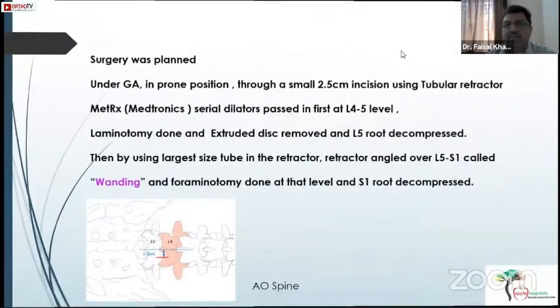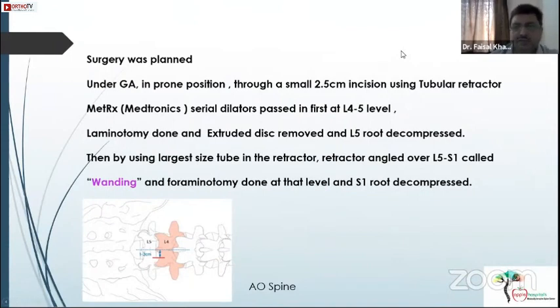What we did: surgery was planned, as the patient was having difficulty in walking and weakness in the left lower limb. Under general anesthesia in prone position, through a small 2.5 centimeter incision using a tubular retractor from Matrix, serial dilators were passed first at L4-5 level, the laminotomy was done, the extruded disc removed, and the L5 root decompressed. Then, using the largest size tube in the retractor, angled over L5-S1, called winding, the foraminotomy was done at L5-S1 and the S1 root decompressed.